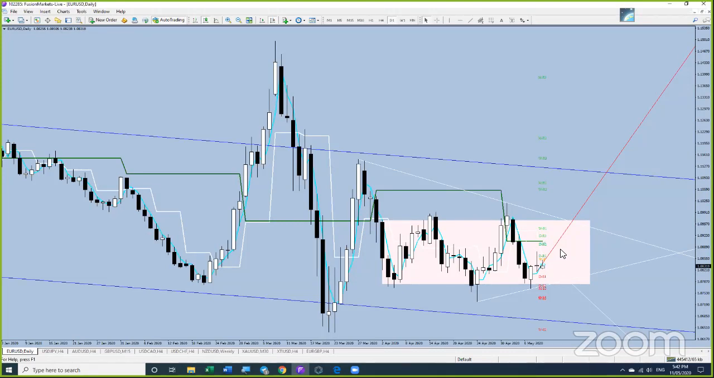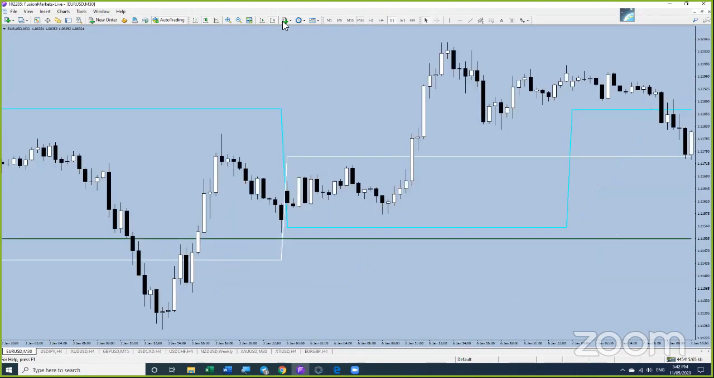Next bar was up, not seeing it. Next bar on the 30-minute chart on euro dollar.